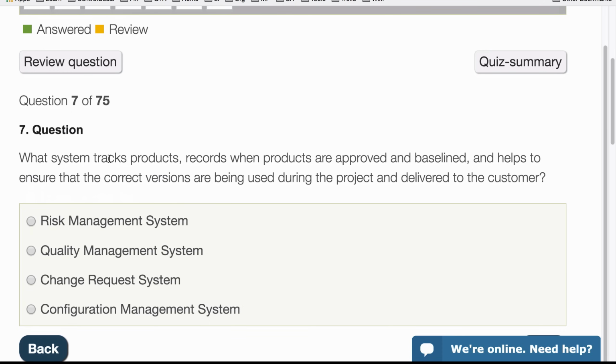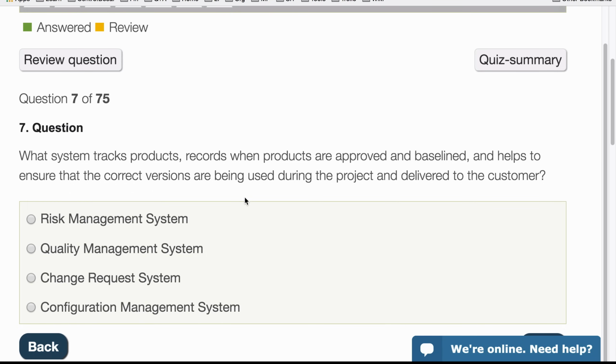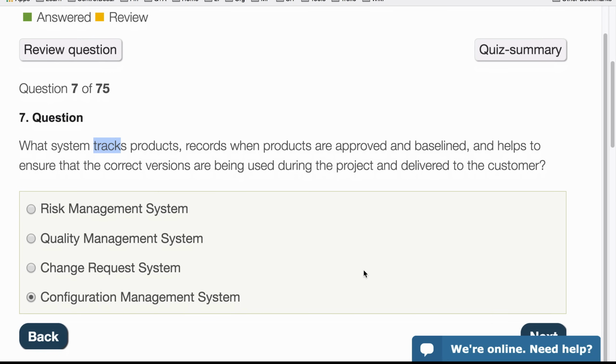Then, what system tracks products, records when products are approved and baselined, and helps to ensure that the correct versions of products are being used during the project and delivered to the customer? So the question here is really which system tracks the products. That's the key word. So when something is baselined and done, we update a log file or a register to show that that's done. And we don't do that for risk, quality, or for change request system that doesn't exist in PRINCE2. So it's the configuration management system.